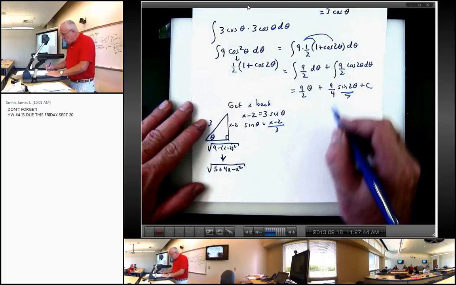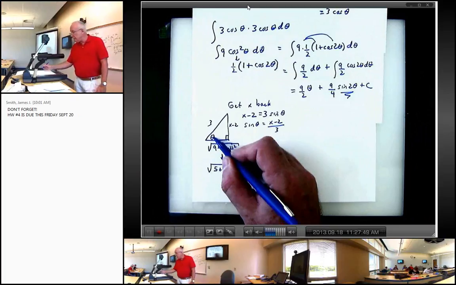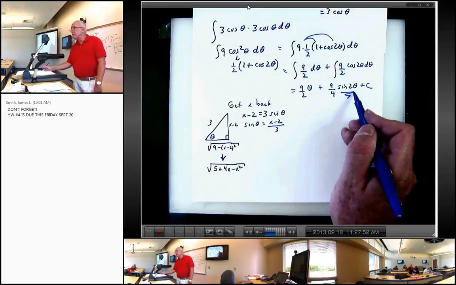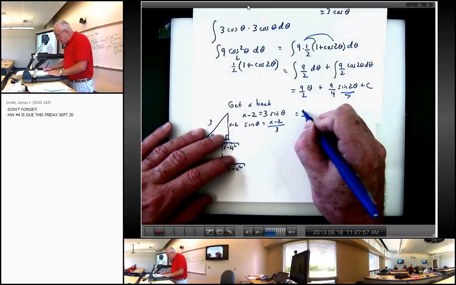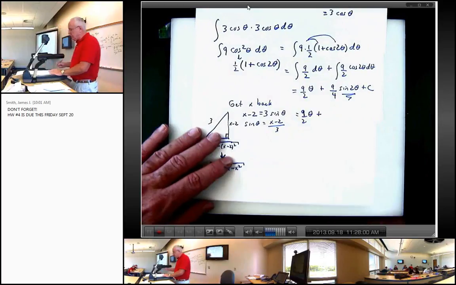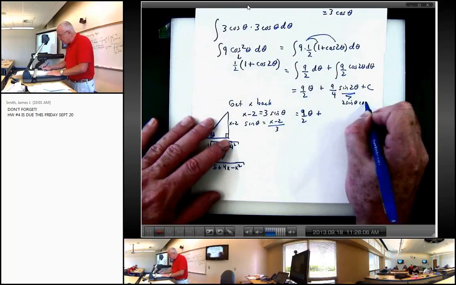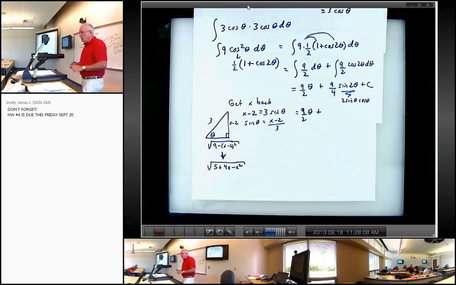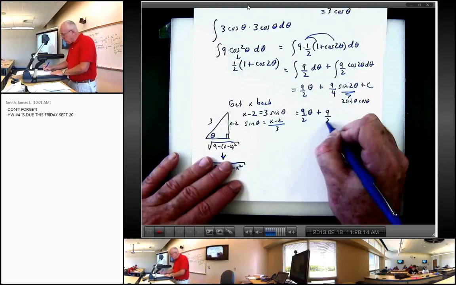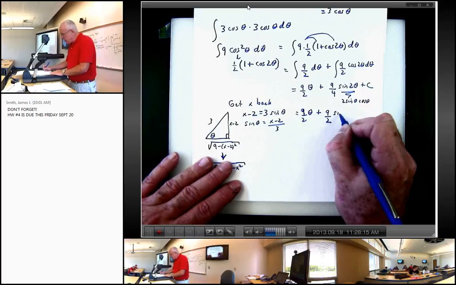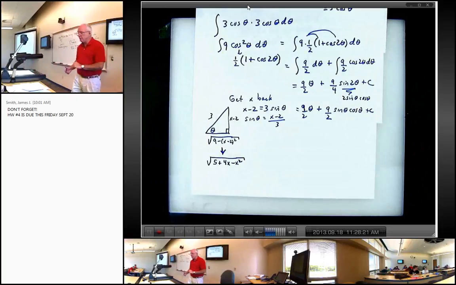Now the thing is, again, as we've seen before, our triangle has a theta in it, but one of our antiderivatives has a sine of 2 theta, so we have to change that. So this is 9 over 2 times theta plus, now the sine of 2 theta is 2 times sine cosine, 2 sine theta cosine theta. So this is going to be 9 over 4 times 2, which is 9 over 2, sine of theta cosine of theta, plus c. So now everything's in terms of theta.